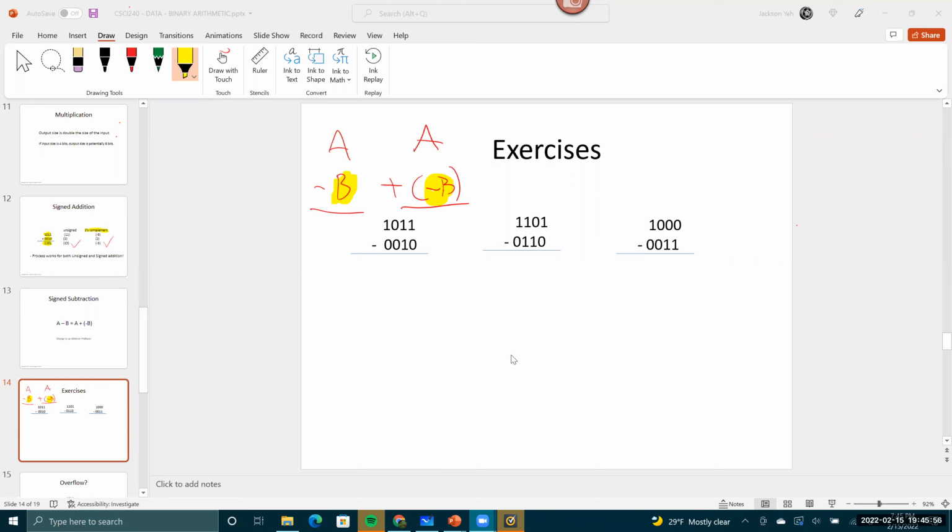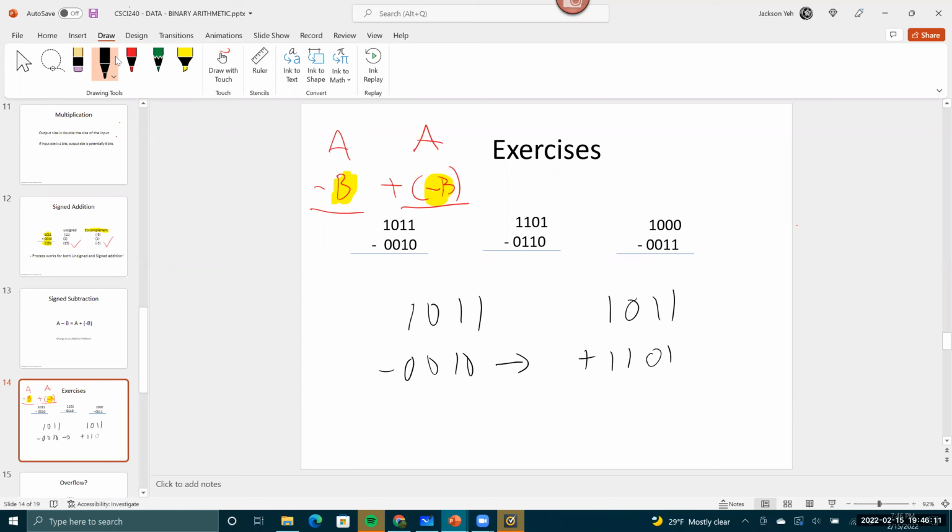Okay, so let's do this one. The first one, 1011 minus 0010. So this changes to this problem, 1011 plus 1101. And now I flip the bits, and then I have to add 1 to it. So this becomes 1 0. Okay. Now I add it. This is 1, this is 2, 2, and this is 3.